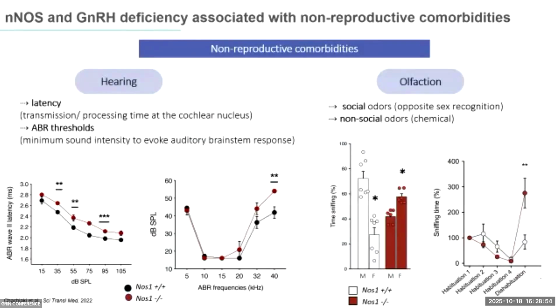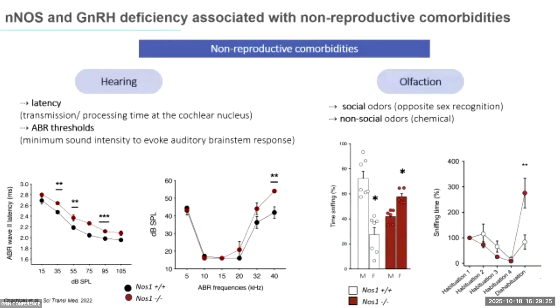We started with the non-reproductive phenotype, beginning with some hearing tests. You can see here the ABR thresholds that seem to be quite altered in the Enos knockout, meaning that they had a higher threshold of sound intensity in order to evoke an auditory response, but also increased latency, meaning a delay in the transmission of the signal to the cochlear nucleus.